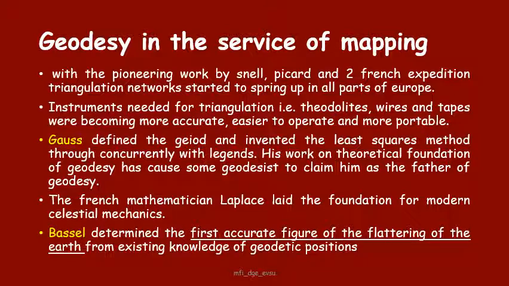We have Gauss, who defined the geoid. When you say geoid, that is the true shape of the Earth with respect to topography and gravity. He also invented the least squares, which is what we use to eliminate the errors in our measurement. His work on the theoretical foundation of geodesy has caused some geodesists to claim that he is the father of geodesy. We also have Bessel, who determined the first accurate figure of the flattening of the Earth from existing knowledge of the geodetic position. On the next topics, we are going to determine what this flattening of the Earth is. Okay?